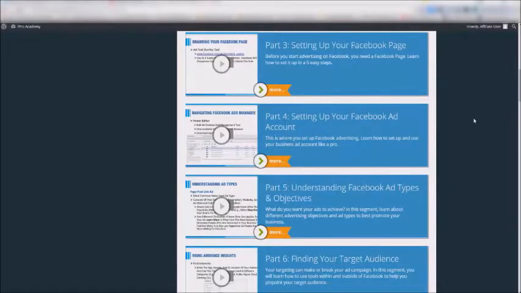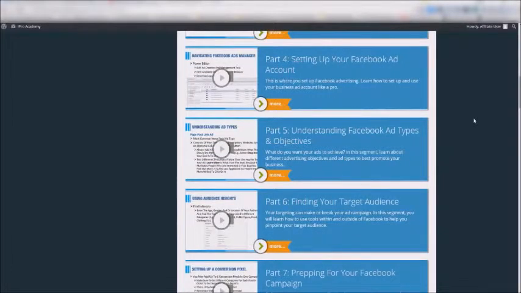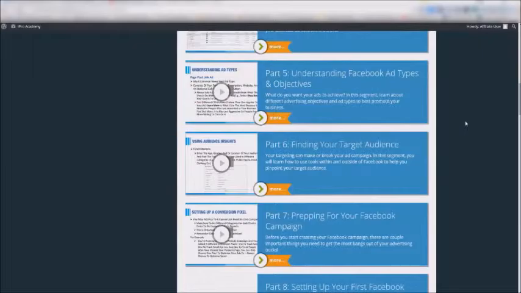Number 4, how to set up your Facebook ad account if you've never done that. It's a walkthrough. Understanding Facebook ad objectives and types is part 5. Now, this is really where he broke these down in a much different way than I was used to, and I learned a lot in here. And this is actually where I got one of my nuggets.